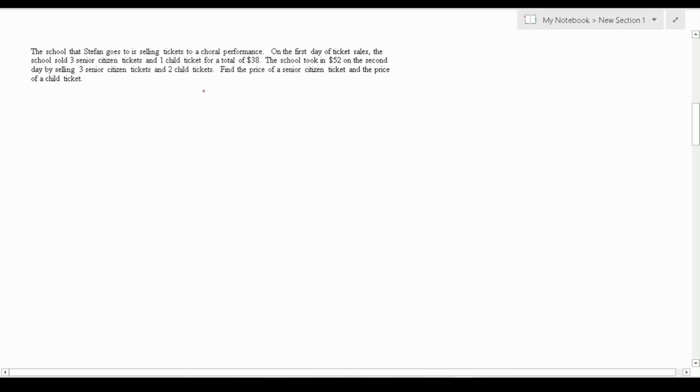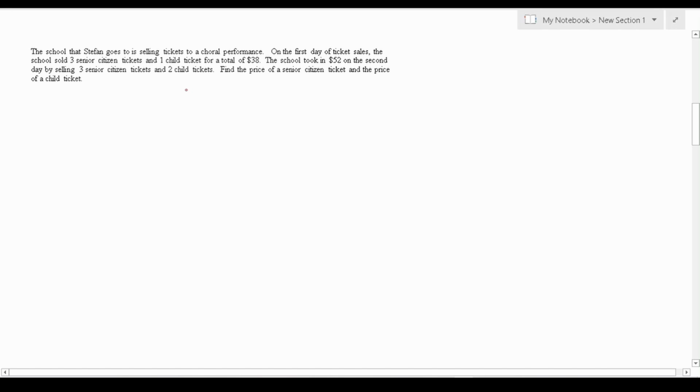All right, so this question says, the school that Stefan goes to is selling tickets to a choral performance. On the first day of ticket sales, the school sold 3 senior citizen tickets and 1 child ticket for a total of $38. The school took in $52 on the second day by selling 3 senior citizen tickets and 2 child tickets. Find the price of a senior citizen ticket and the price of a child ticket.